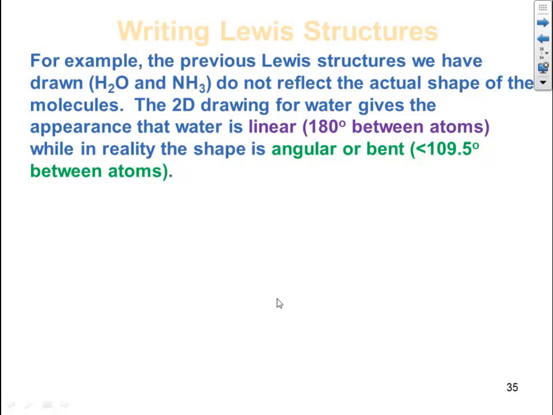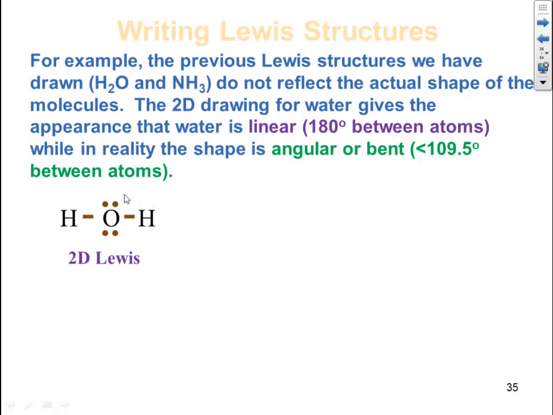For example, the previous Lewis structures we have drawn, water and ammonia, do not reflect the actual shape of the molecule. The 2D drawing of water gives the appearance that water is linear, meaning the hydrogens are 180 degrees between them. While in reality, the shape is angular or bent. The hydrogens are about 109.5 degrees between them.